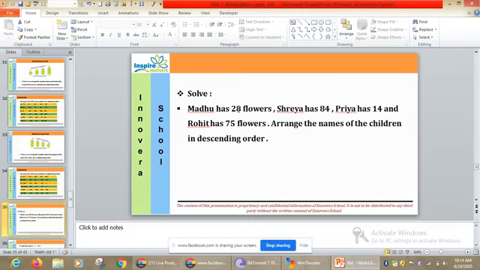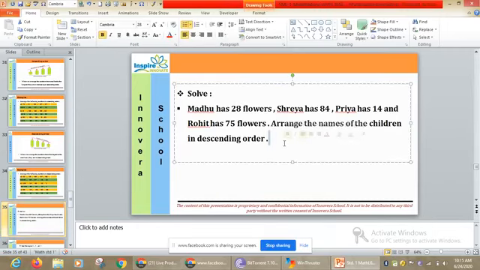Okay? Now here what we will do? First we will arrange the numbers, the number of flowers, in descending order, and then we will write the names of the children in the descending order. Okay? So which number is bigger here? 84. So we will write here D-O. D-O means descending order. So Shreya is having more flowers. So first Shreya will come.